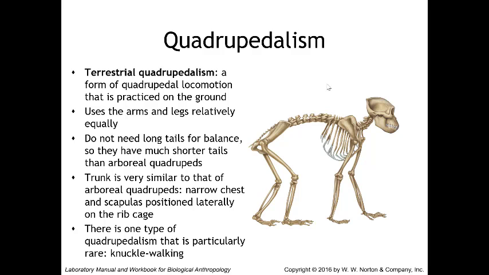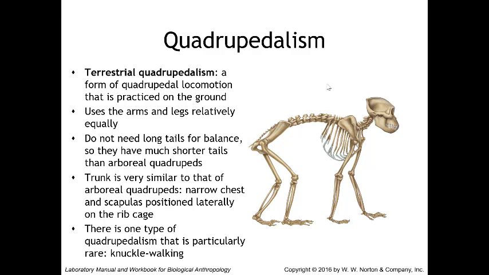So with our arboreal quadrupeds, because they leap a lot from tree to tree, you'll have legs that are slightly longer than their arms. In terrestrial quadrupedalism, because leaping is rare, the legs and the arms are relatively equal. They also have shorter and more robust hands and feet, which are well suited for bearing the weight and supporting the body on the ground, right?